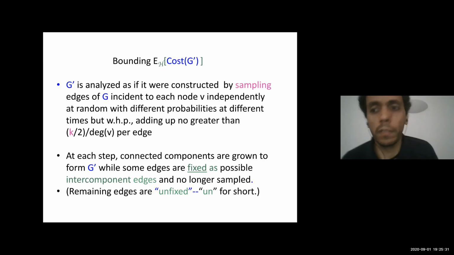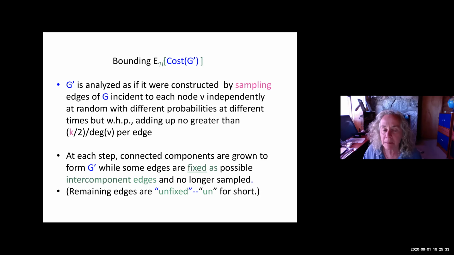The graph G prime is the random subgraph that we've constructed, but we're going to act as if it's constructed sequentially. We're going to be sampling edges incident to each node independently at random with different probabilities at different times. But with high probability, these probabilities are never going to add up to greater than k over 2 divided by the degree of V for each edge sampled that's incident to V.